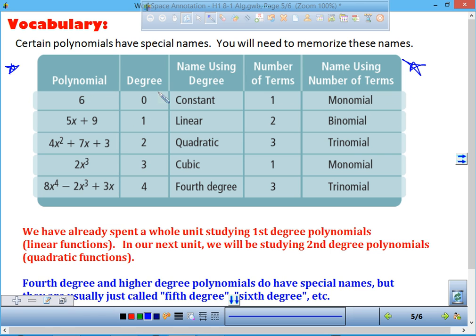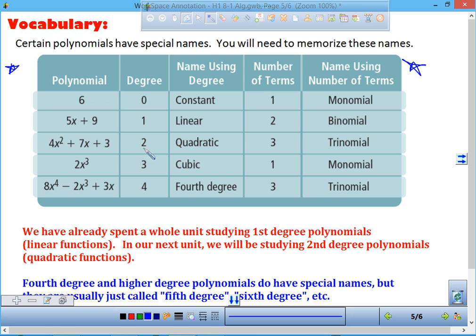Okay, but it has a degree of 1. So if you look at this polynomial, the highest degree is 1. It's linear. And it has 2 terms, so it's a binomial. Bi meaning 2. Linear, this is our linear functions that we did earlier, the 5x plus 9. Okay, that's slope-intercept form. So that would be a linear binomial.